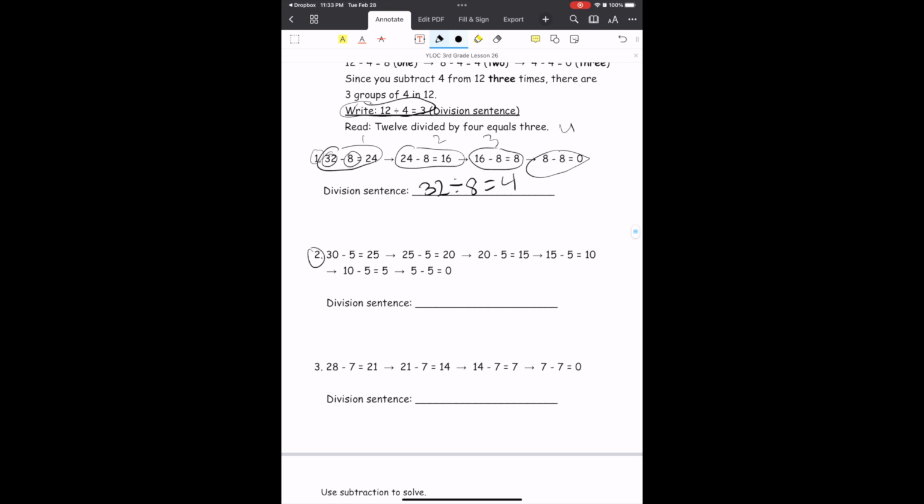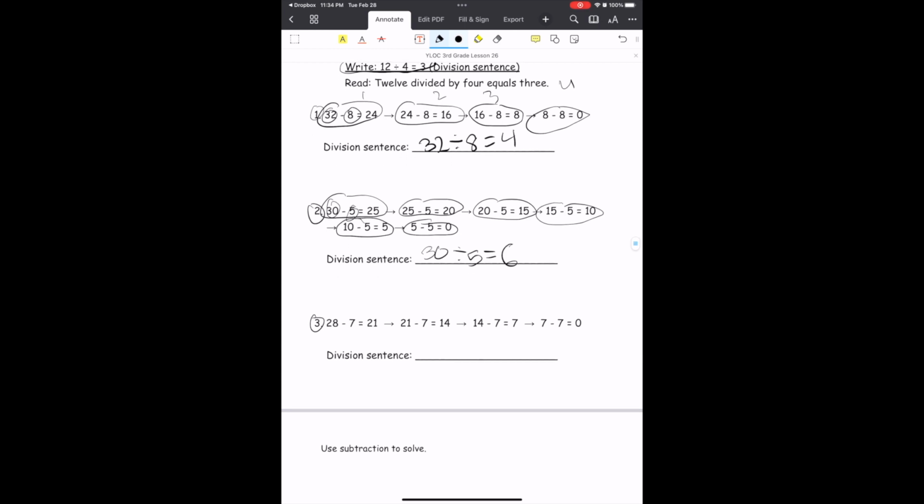Same with number 2. We know we're using 30 and then 5. So 30 divided by 5 is equal to what? Well, this is 1, 2, 3, 4, 5, and 6. So 30 divided by 5 is equal to 6. And finally, number 3, this will be 28 divided by 7, which is equal to 1, 2, 3, 4. So 28 divided by 7 is equal to 4.